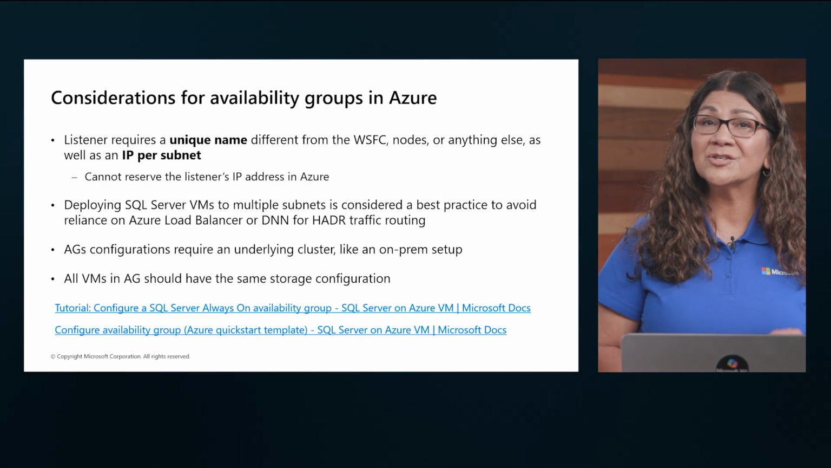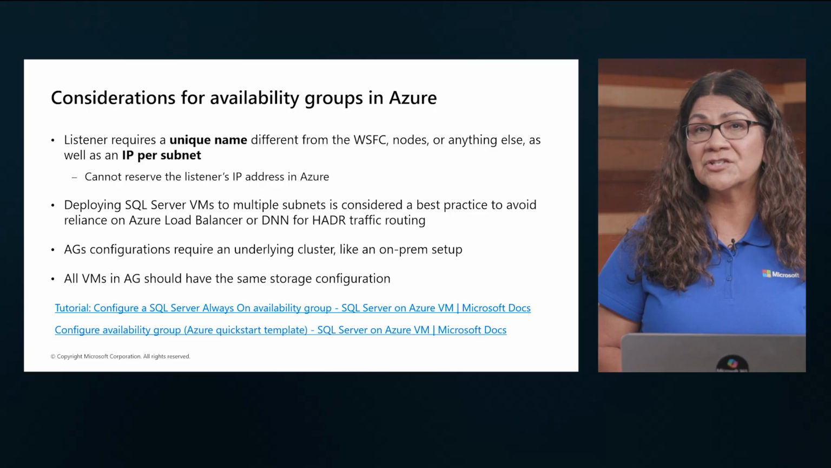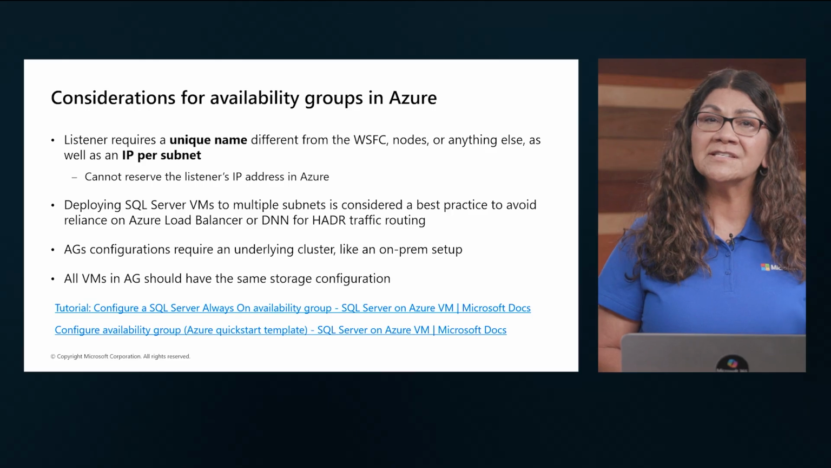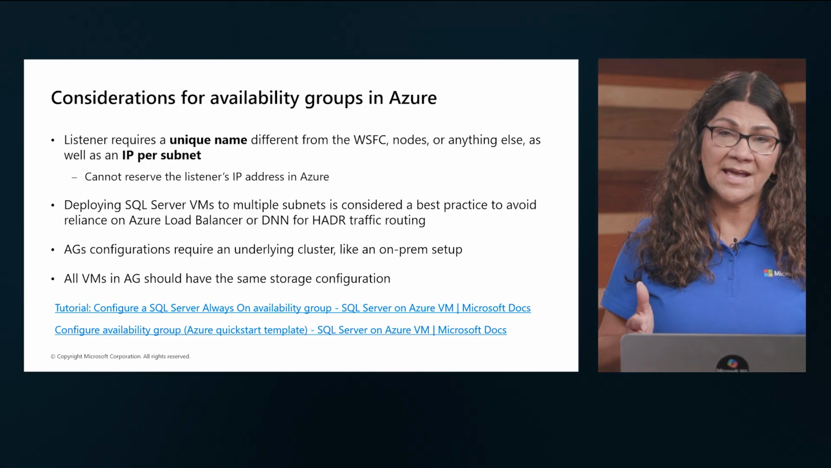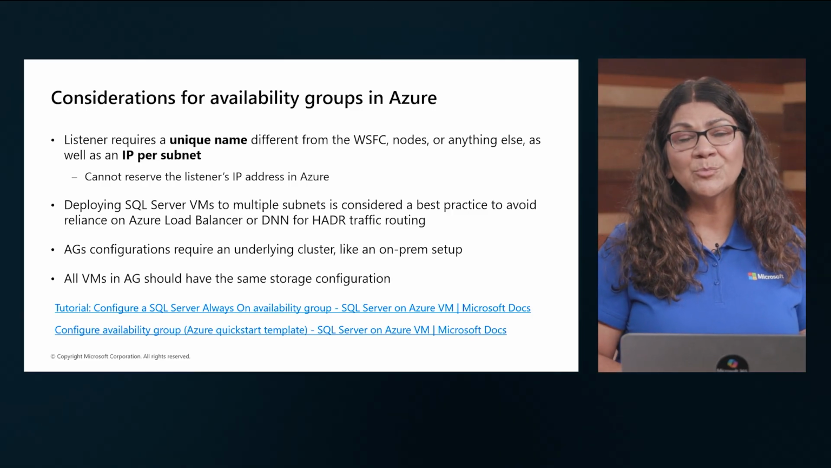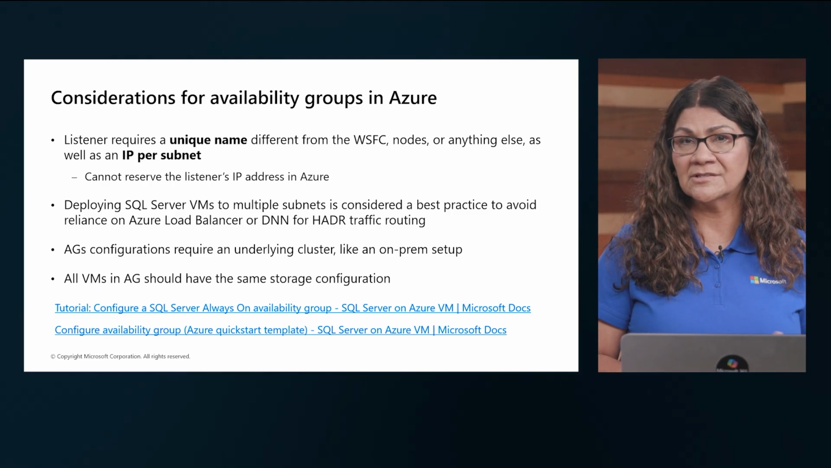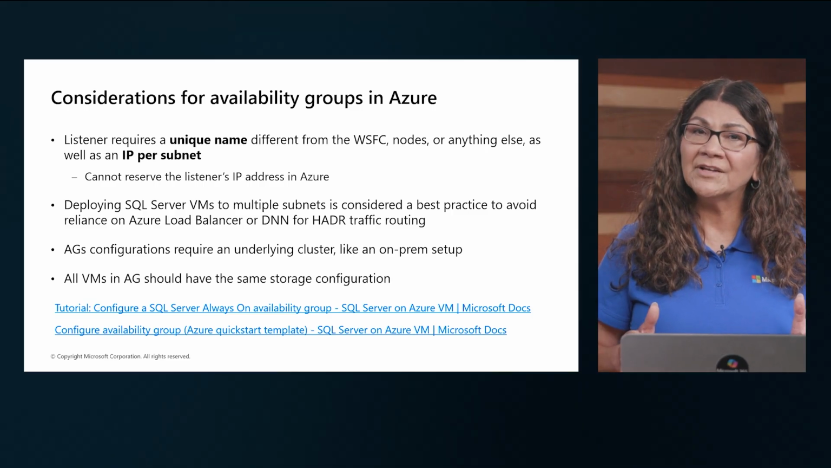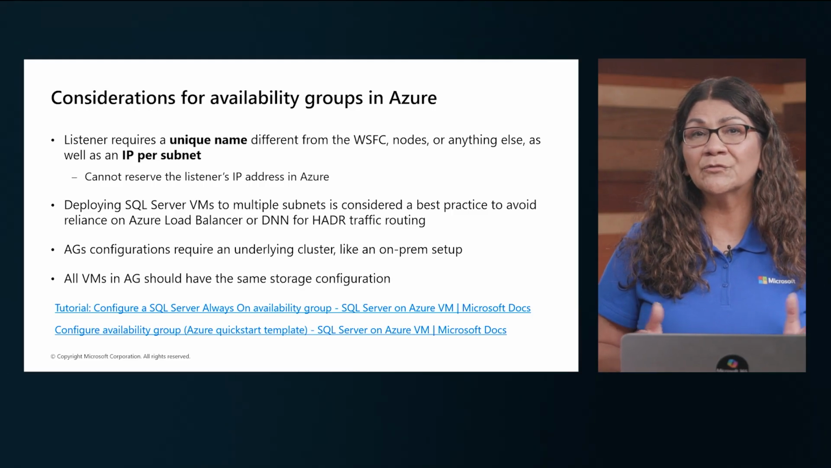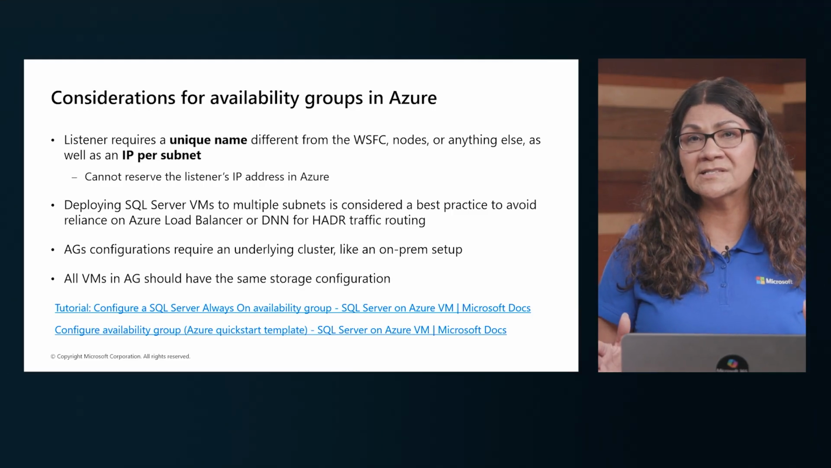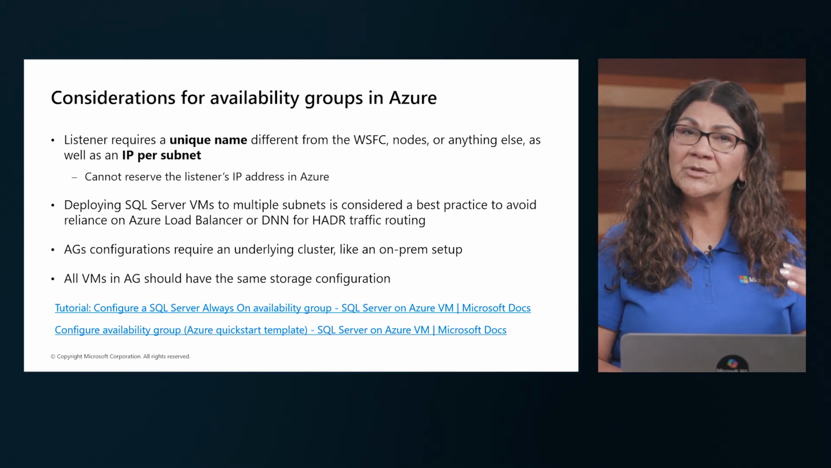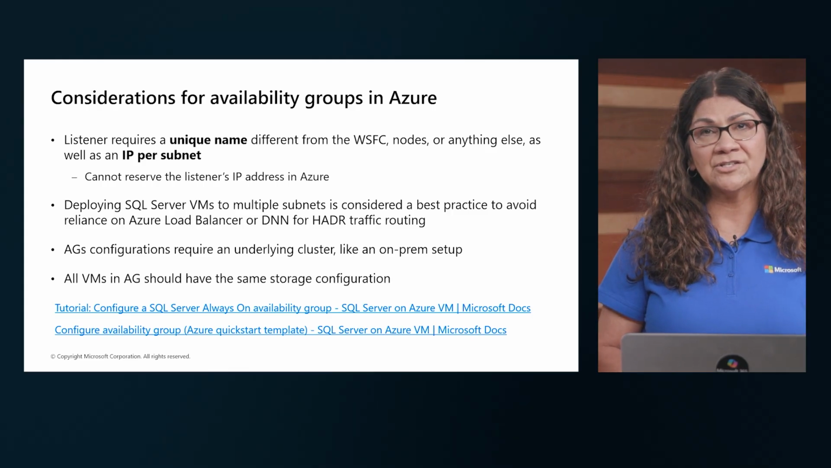This slide highlights critical configuration considerations for deploying Always On availability groups in Azure, emphasizing the need for a unique listener name and an IP address per subnet, since Azure does not support IP reservation for listeners. To ensure high availability and disaster recovery, it's recommended to deploy SQL Server virtual machines across multiple subnets, avoiding reliance on the Azure Load Balancer or distributed network name for routing AG.